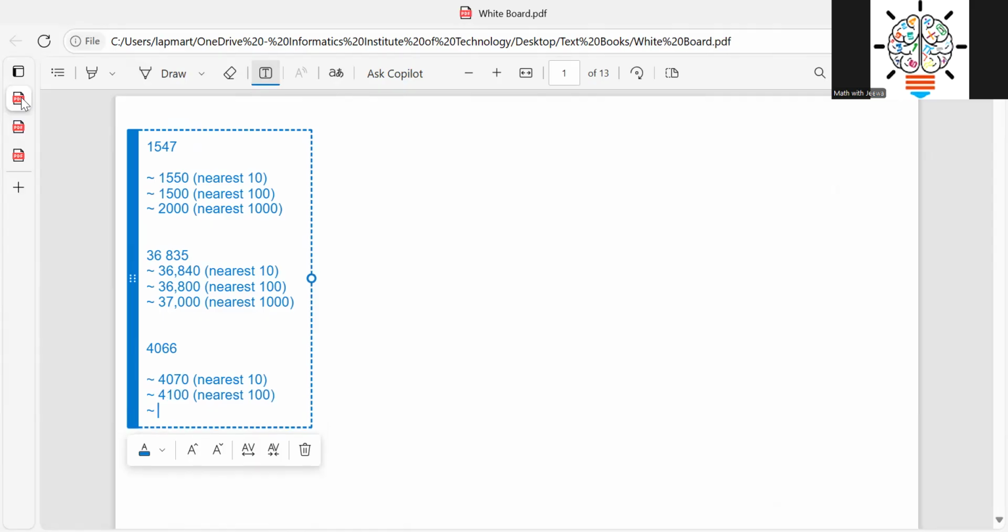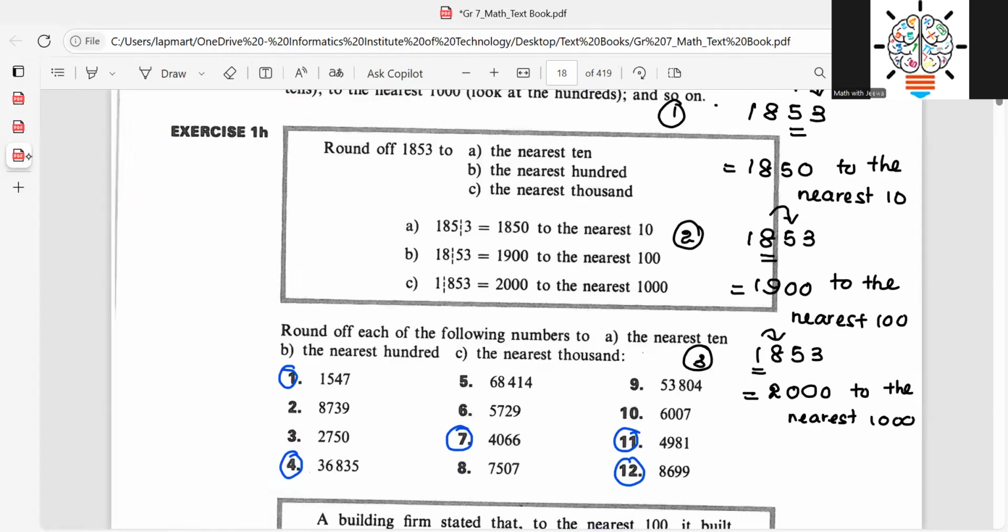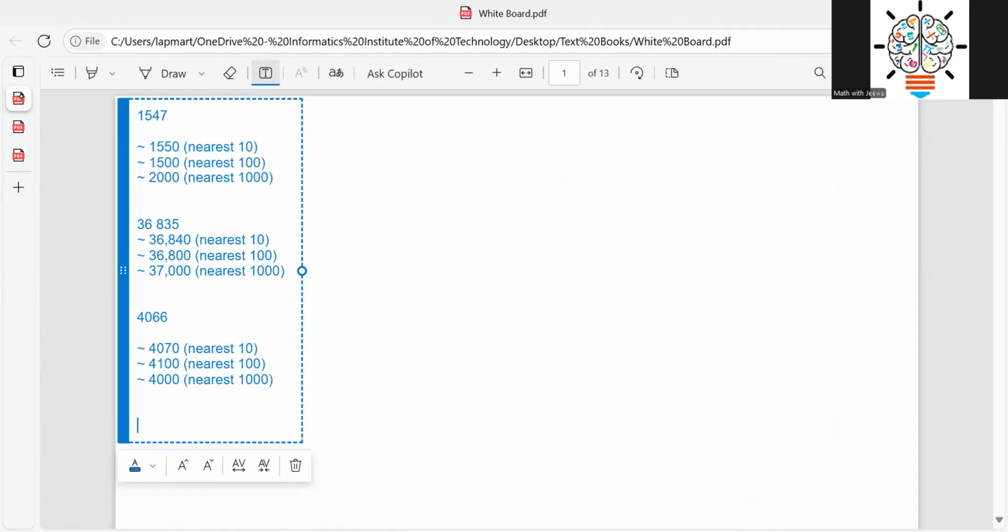Right? So then the next one, the 1,000. When you mark the 1,000 place, it is 4. And the next number is 0. You don't need to add anything. So then you just write 4,000, nearest 1,000. Right? So then the next number we have is 4,981.